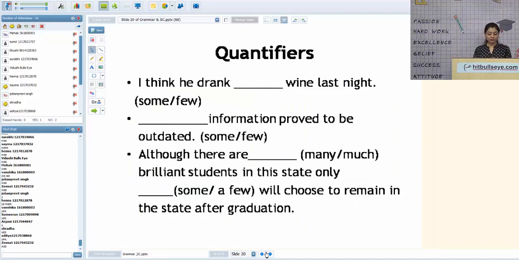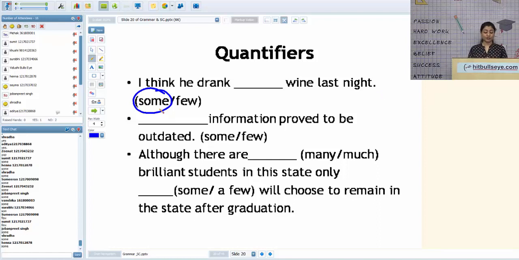Let's do the first one. Yes, the answer here is some. We cannot count wine. Although we can count glasses of wine, that's not the context here. So some is the correct answer. Let's do the second one. Yes, you cannot count information, but if it were pieces of information, you could have counted it. But the correct answer here is some.